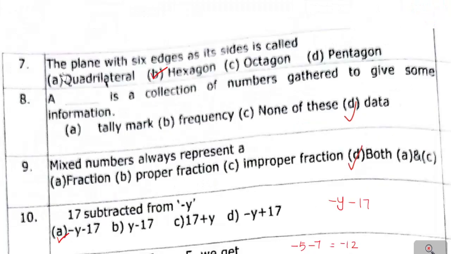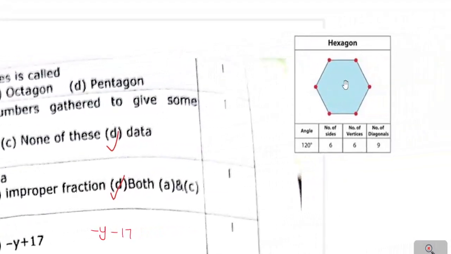Now the seventh question. The plane with 6 edges as its sides is called the hexagon. The reason is, please see here, this is the hexagon. So here we describe all the properties, but in our question they ask about the edges only.